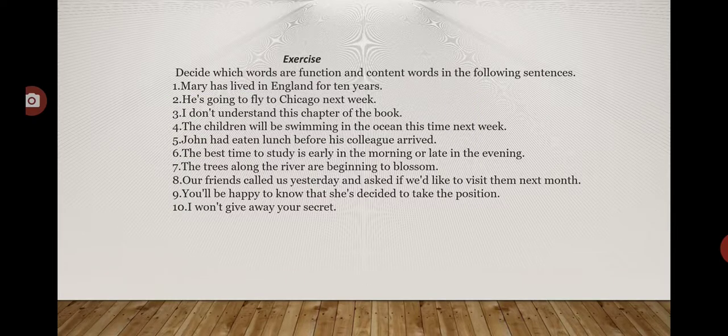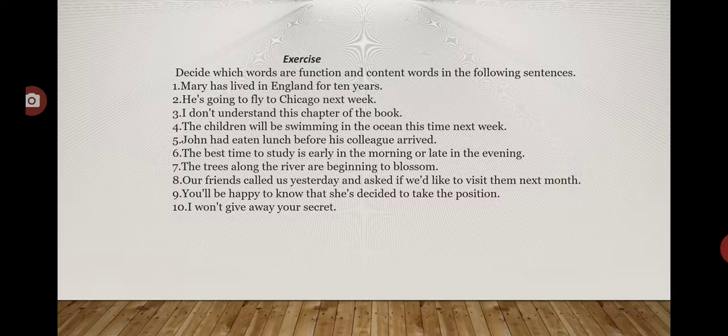So I just give you an exercise here. You just simply write this down in your notebook. Okay, then just identify here. I already gave you 10 questions here. Then you just identify what are the function words and the content words.